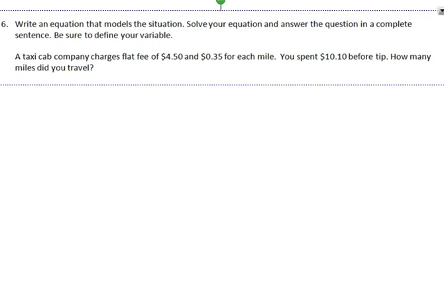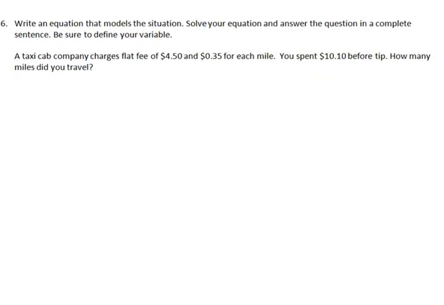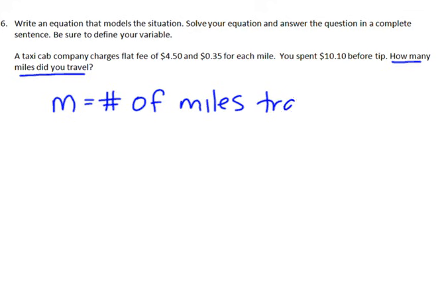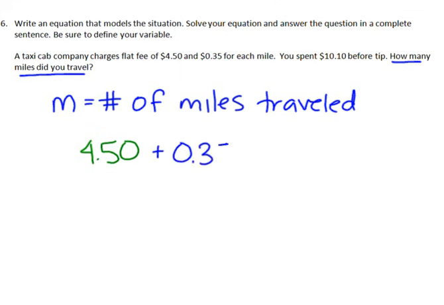All right, next, very similar idea, except this time we have a taxi cab company. We still want to start with our variable. How many miles did you travel? So we can say M represents number of miles traveled. So your question will always tell you what to use as your variable. All right, we have a flat fee of $4.50. And on top of that, we're going to add in 35 cents per mile. So 35 cents multiplied by the number of miles, which we're going to use M to represent that.